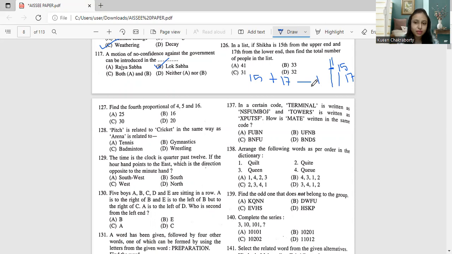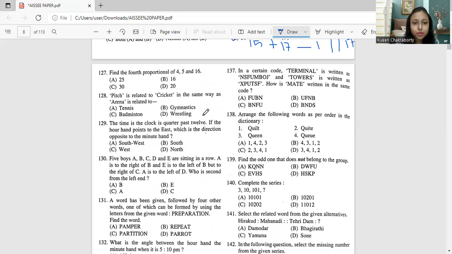So 15 plus 17 minus 1, that is 32 minus 1, which gives you 31. So the total number of people in the list is 31. I hope this is well understood. Shikha is 15th from the upper end and 17th from the lower end, so we do a simple calculation, 15 plus 17 minus 1, since we count Shikha only one time. That gives us the total as 31, which is option C. Next, moving on to question 127.